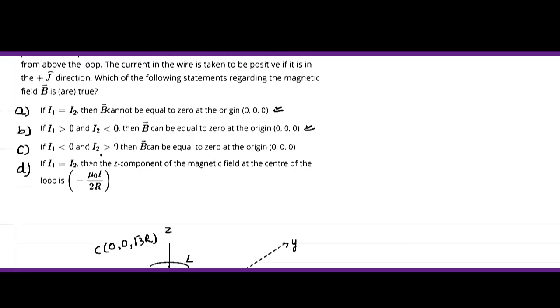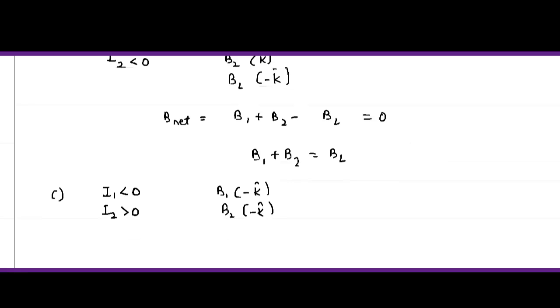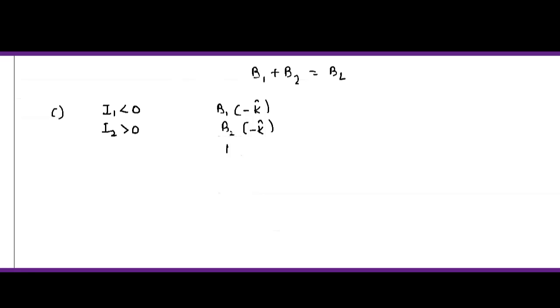Now if I1 is less than 0 and I2 is greater than 0, what is just happening? We are just reversing the direction of the current, so the direction of the magnetic field would be reversed. Now B1 would be in the minus k cap direction and B2 would also be in the minus k cap direction. Because we are not disturbing the current in the loop, the magnetic field due to the loop would remain in the minus k cap direction.